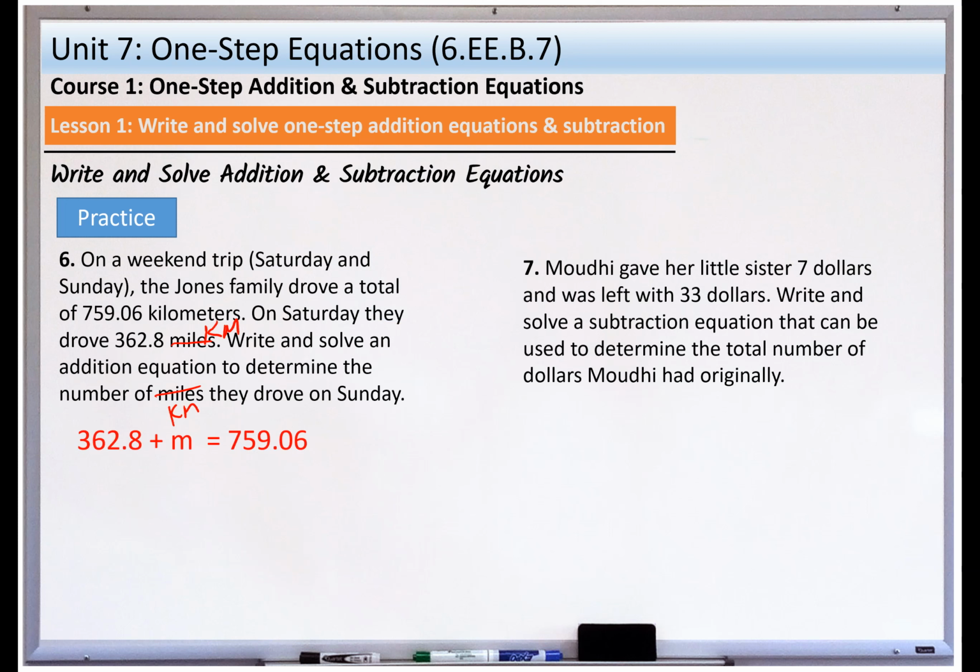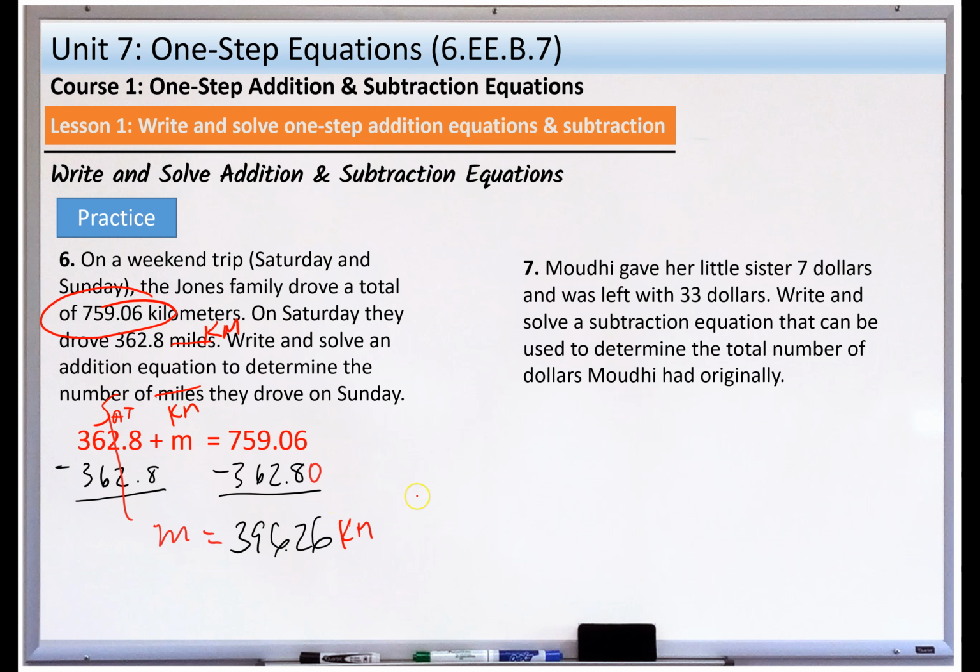Okay, so the total they drove was 759.6. And on Saturday, they drove 362 8/10. So Saturday plus Sunday equals total. I'm going to subtract 362 8/10 from both sides. What's left over is 396 26/100 kilometers. All right, I think I want you to do this one for me. Yep, done for me.